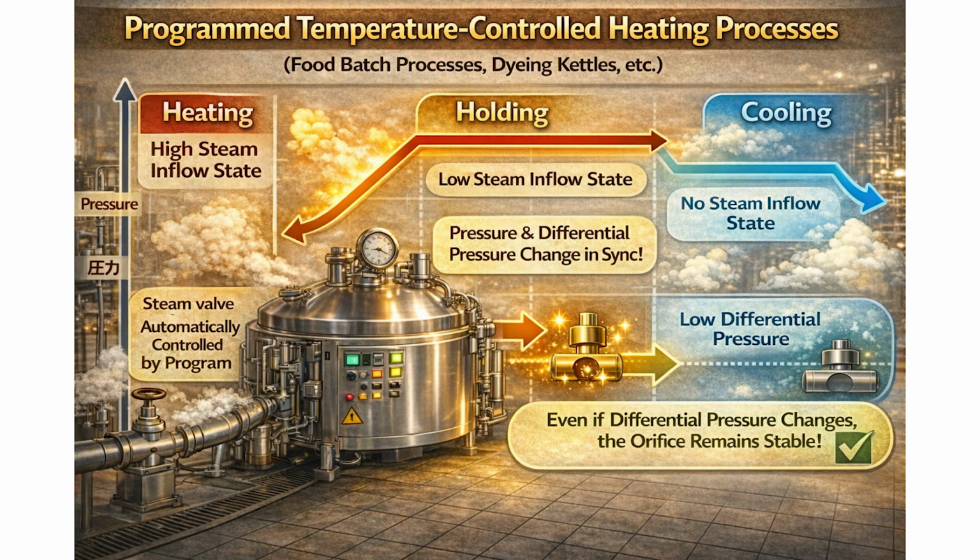When temperature control is programmed, changes in condensate flow are predictable. Internal pressure changes together with the process conditions. Because of this relationship, an orifice trap can often work successfully.